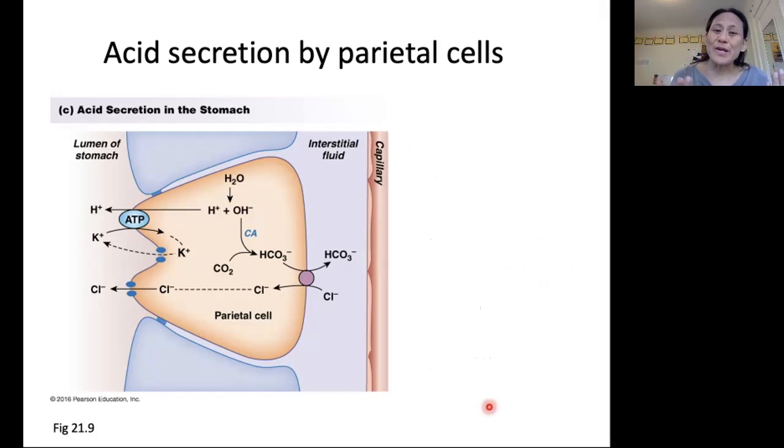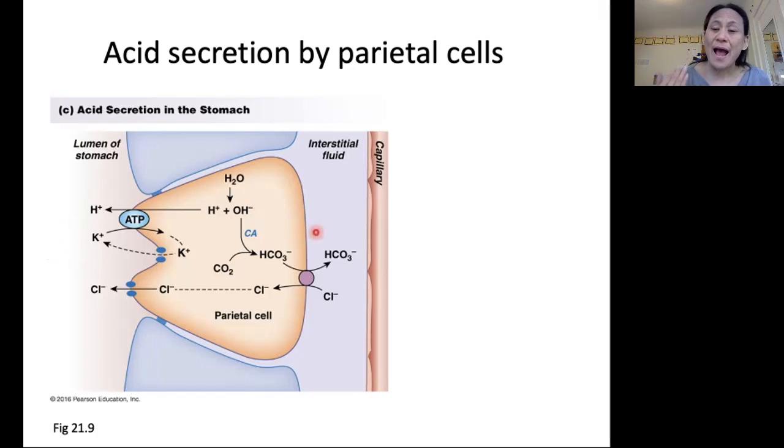Okay, so now let's take a look at the mechanism of HCl secretion from the parietal cells. To start off, I want to orient you to this figure. What you're looking at here on the left is the lumen of the stomach. Right here is the epithelial layer of the stomach wall, including our parietal cell, the star of the show for the time being. And then we have our interstitial fluid and our capillary. So this is the inside of the stomach right here. It's kind of the main thing to take into account.